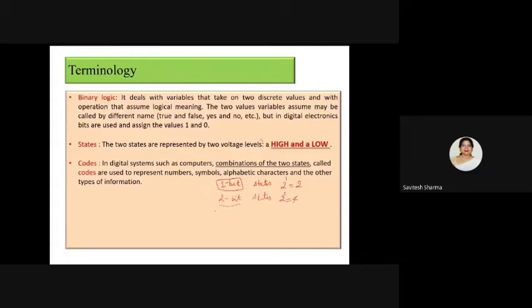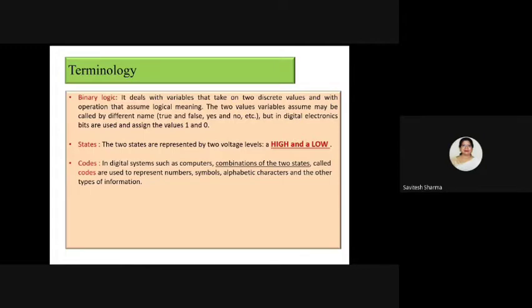If you are representing a code in n bits, how many states can you represent? The total maximum states is 2 to the power n. This is the maximum number of states you can represent using bits. Your code may represent a combination of numbers, symbols and alphabet characters.